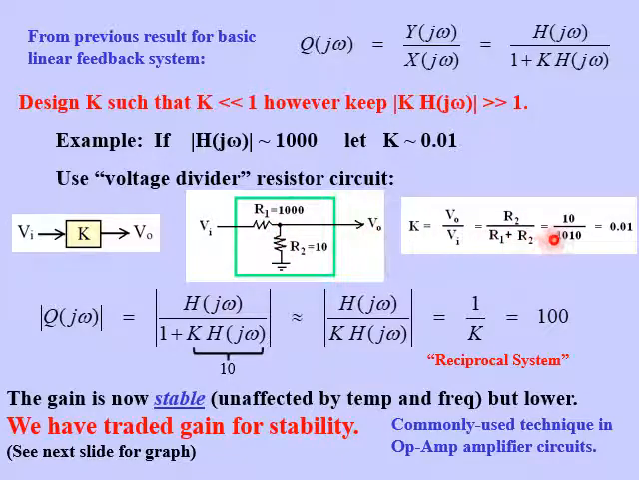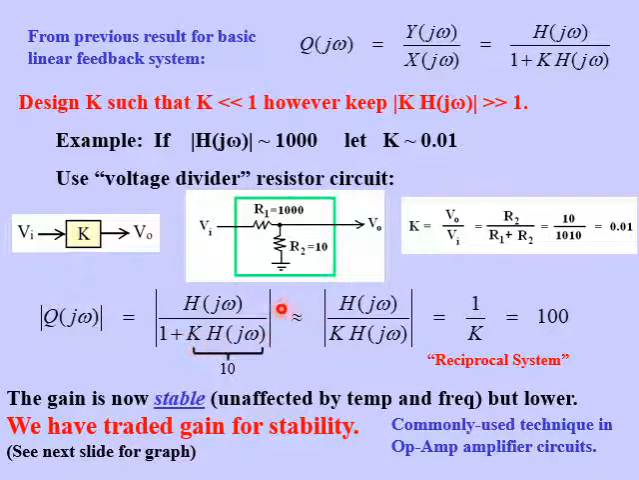So that's 10 divided by 1,010, and that is about 0.01, or about 1/100. So what we have now is, if we look at our transfer function again, and we just think of the magnitude of this transfer function, we have H over 1 plus K times H. So remember, H is 1,000 and K is 0.01. So multiplied together, K times H is going to be 10. So 10 is, well, at least, pretty much bigger than 1.